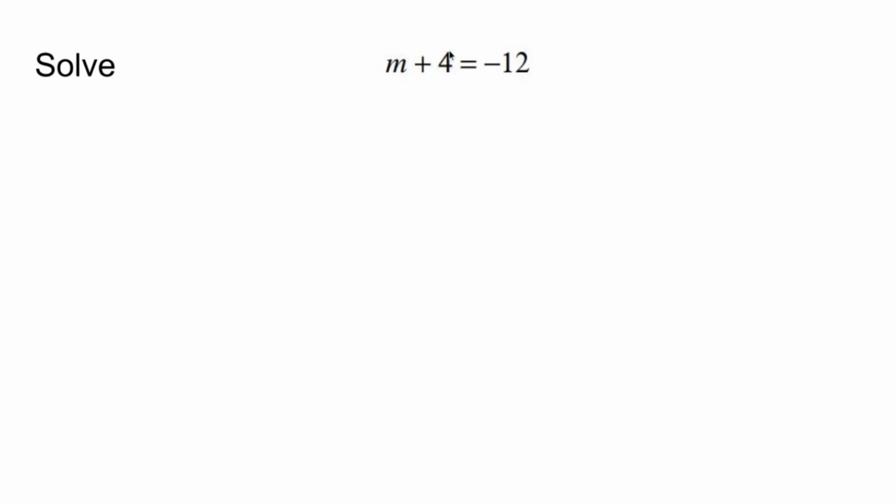The way you get rid of a plus 4 is you subtract 4 from both sides. This is called an inverse function. Subtraction is the opposite of addition. When you do that, the 4 and the minus 4 become 0 and cancel each other out. On the left side, the m drops down, the equal sign drops down, and then you do negative 12 minus 4, which is negative 16.